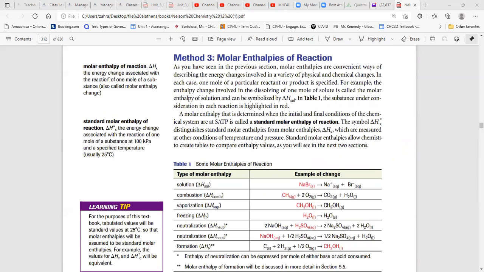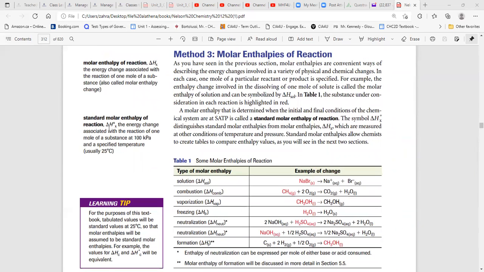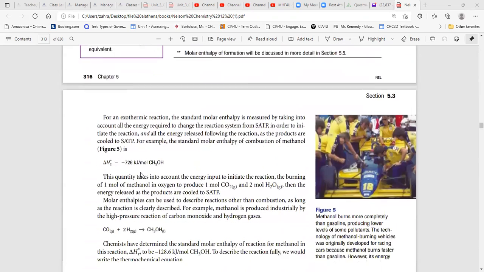Okay, so here we note that molar enthalpy delta H is the energy change associated with a reaction of 1 mole of the substance that we talk about. A standard molar enthalpy is the energy change associated with a reaction of 1 mole of substance at standard pressure and temperature. The standard pressure is 100 kilopascals and the standard temperature is 25 degrees. And we put a superscript 0 on top of that. This is a standard.